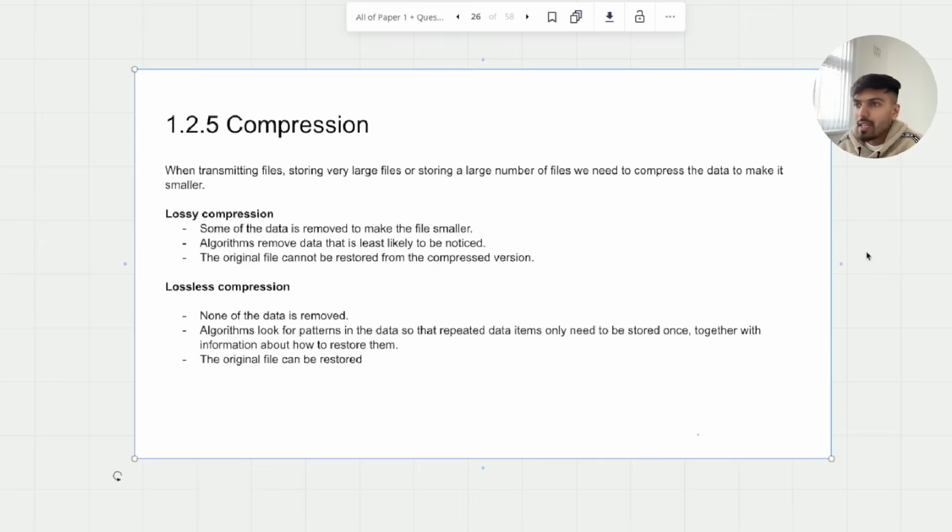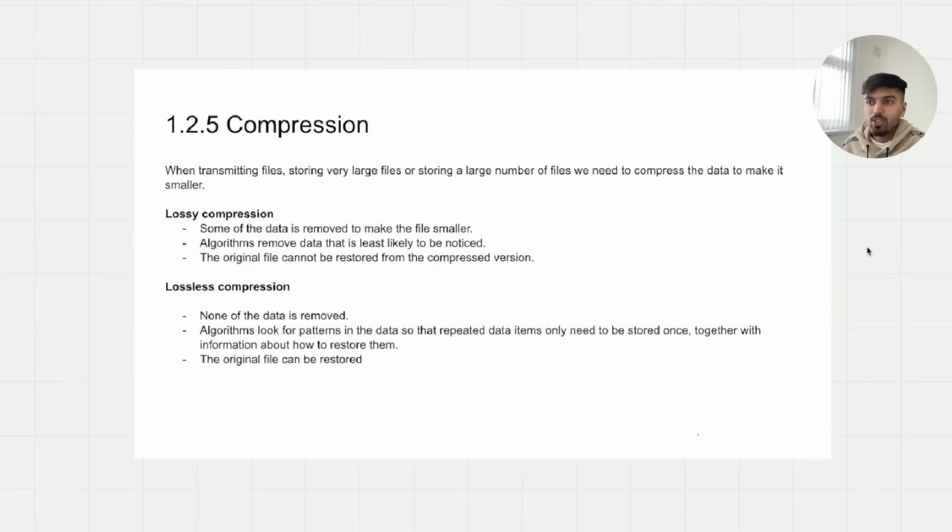And we move on to the next one, which is compression. So what's the need for compression? Compression basically makes the file smaller. We have two options for making a file smaller: lossy and lossless. Lossy means that data is removed to make the file smaller. Algorithms remove data that is least likely to be noticed. For example, we use this in images because unless you're pixel peeping, no one can tell if a picture is missing detail or not.